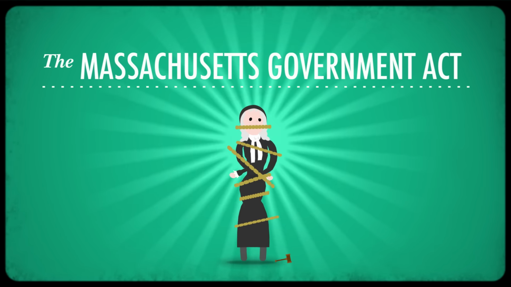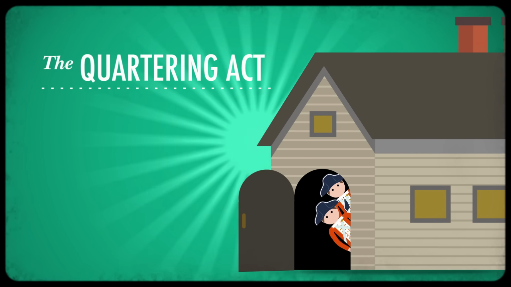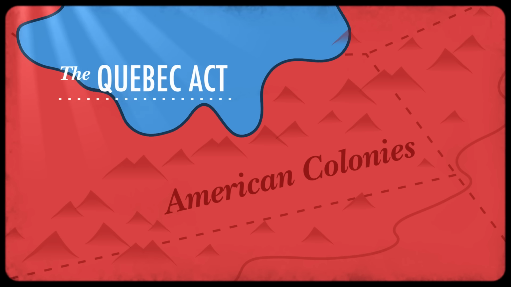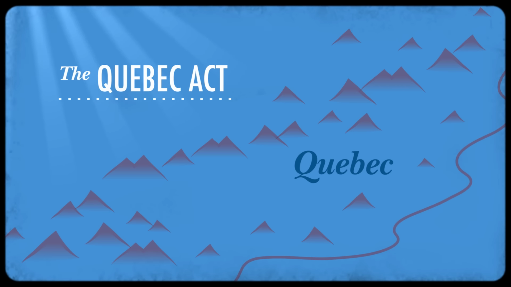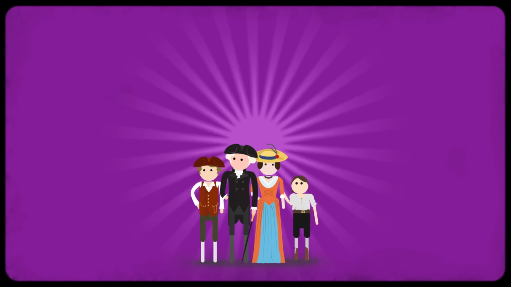The Massachusetts Government Act curtailed self-government there. The Quartering Act forced colonists to house British soldiers in their homes when ordered to. The Quebec Act extended the southern boundary of Quebec and granted religious toleration to Catholics, which was none too popular with the Great Awakening crowd having recently awoken. The colonial response to these acts is really the start of the American Revolution.